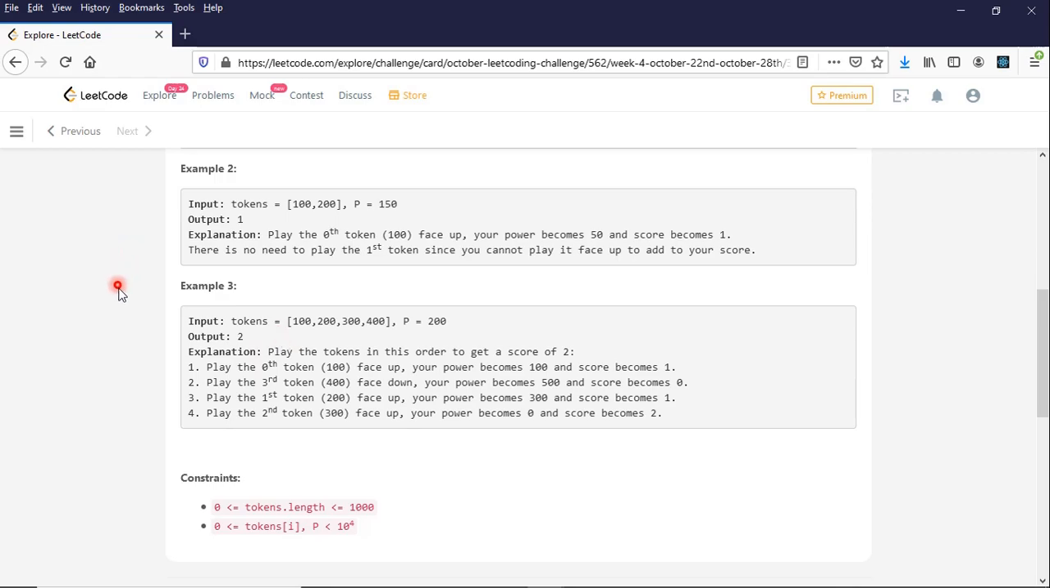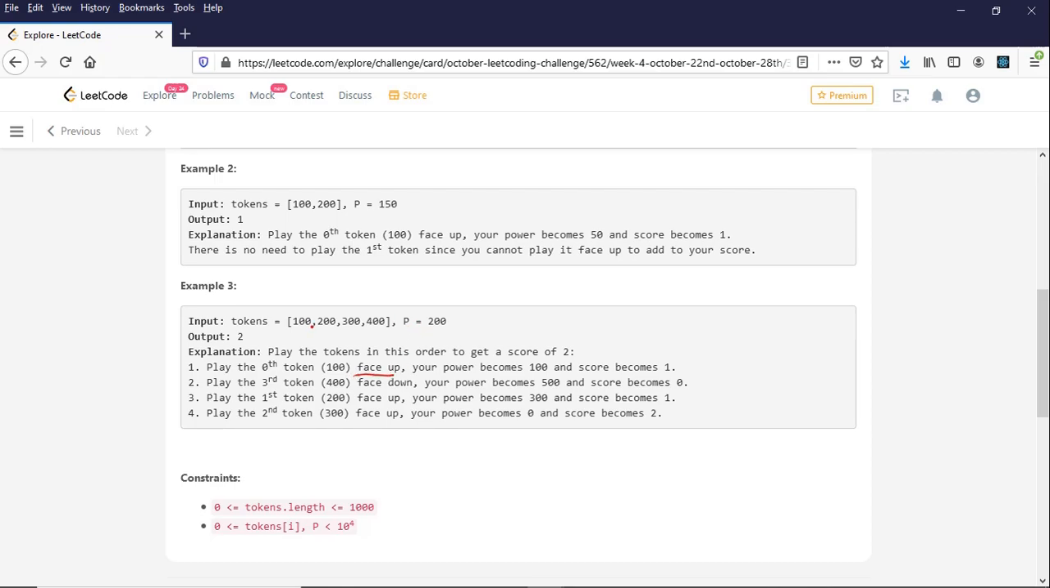Based on this third example, there are some insights that we can gain, and probably we can build the logic based on that insight. To increase the score, we have to give our power p and get the value from the token, which is the face up play that they have mentioned here.